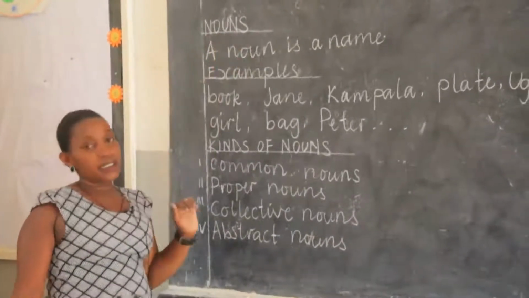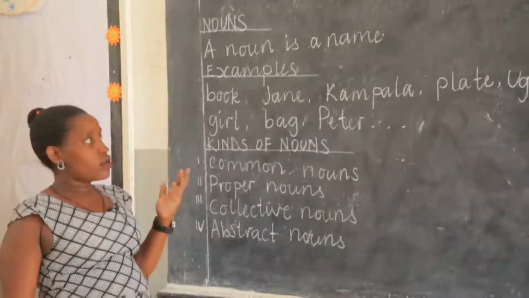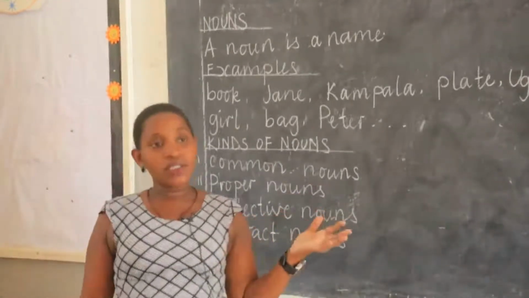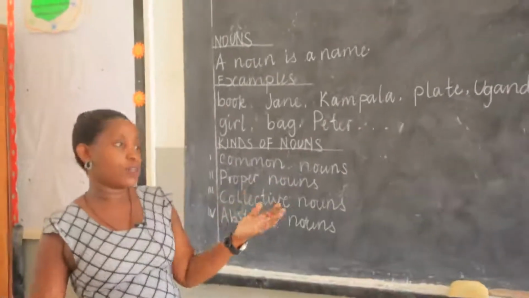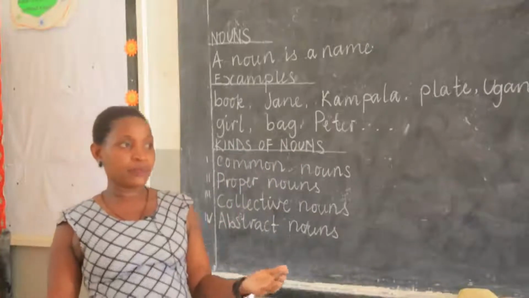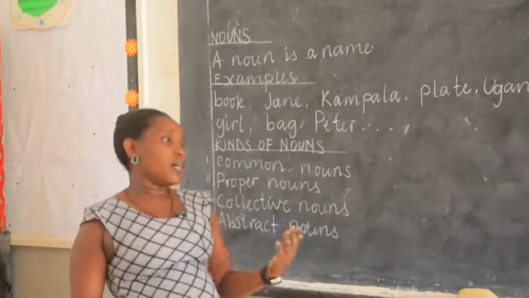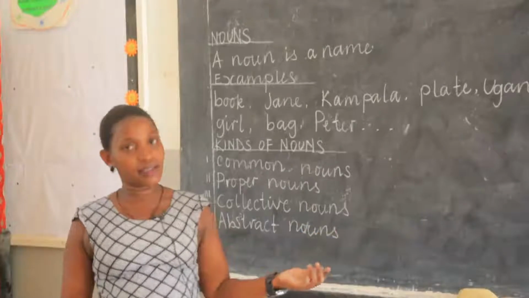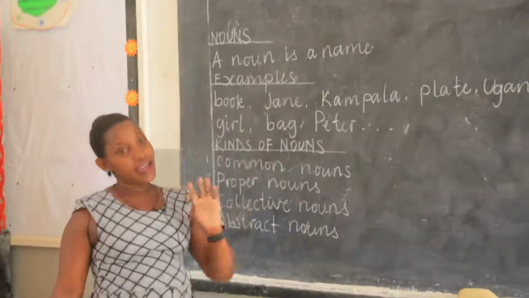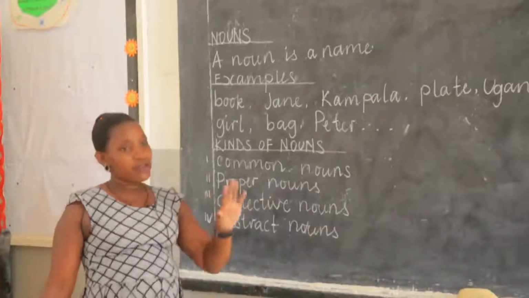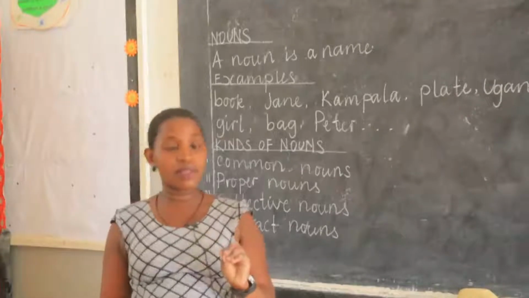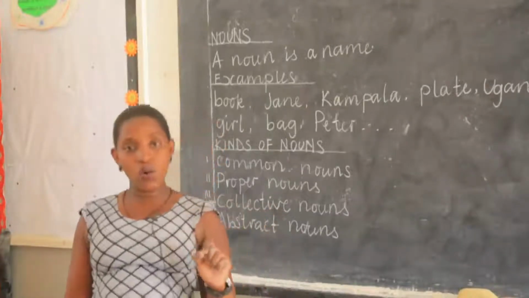Nouns, N-O-U-N-S. That is nouns. When somebody asks you what is a noun, a noun is simply a name. We just say a noun is a name. Someone will tell you a noun is a naming word. Yes, but you can simply say a noun is a name. Whatever you see, whatever you touch, and it can be called something, that is a noun.